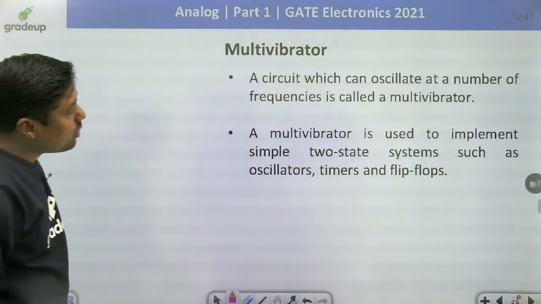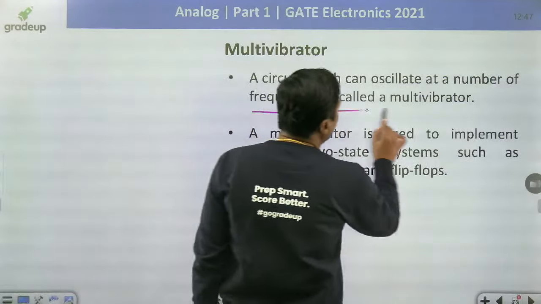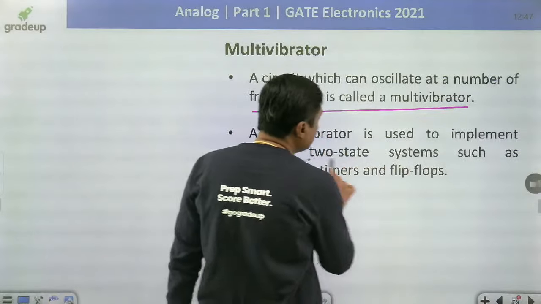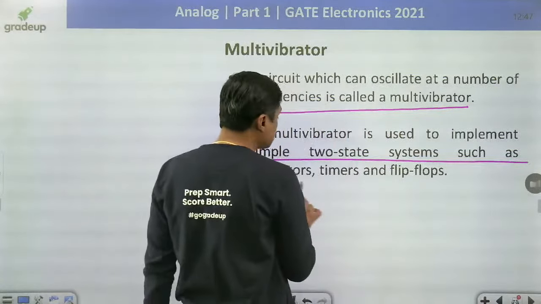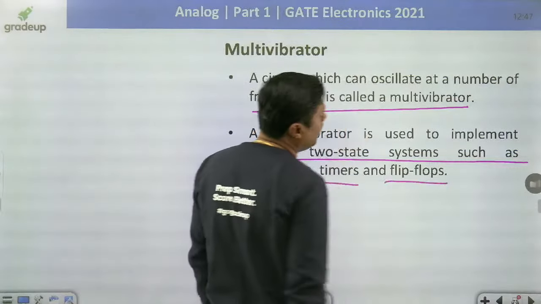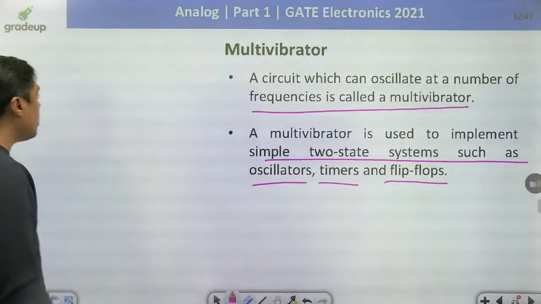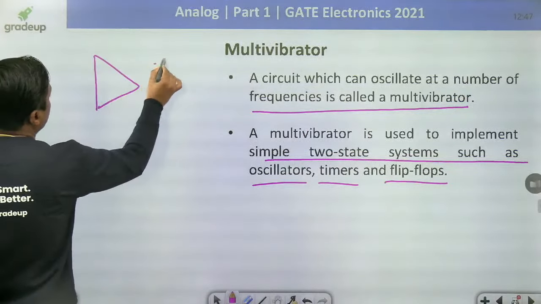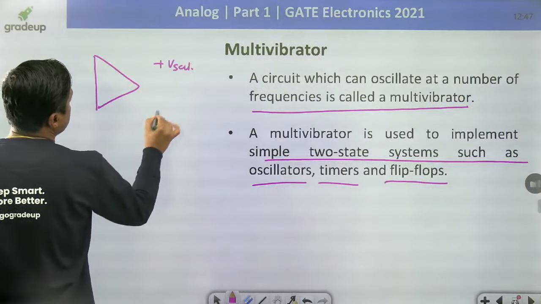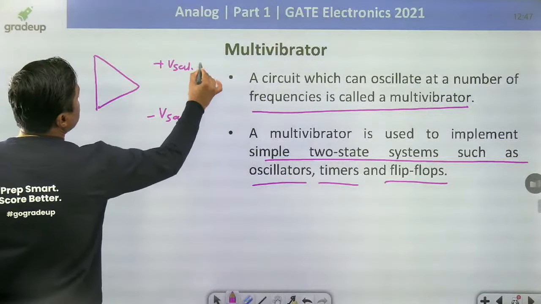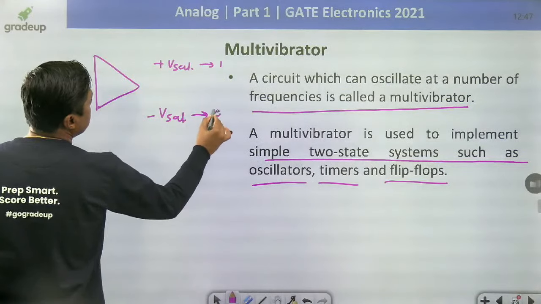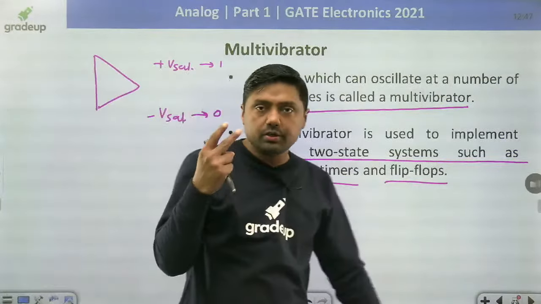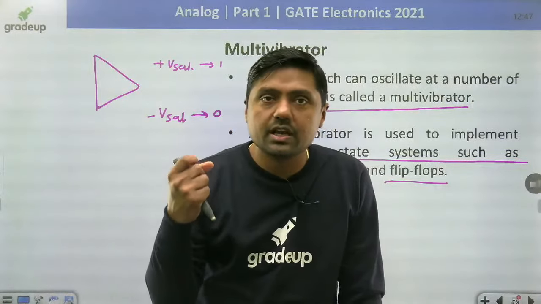The circuit which can oscillate at a number of frequencies is called the multivibrator. Multivibrator is used to implement simple two-state systems such as oscillators, timers and what? Flip-flops. Two-state system means what? The operational amplifier has 2 outputs, plus V set or what? Minus V set. This is called 1, high level, and this is called 0, low level. In case of flip-flop, only 2 levels, positive level and what? Negative level.